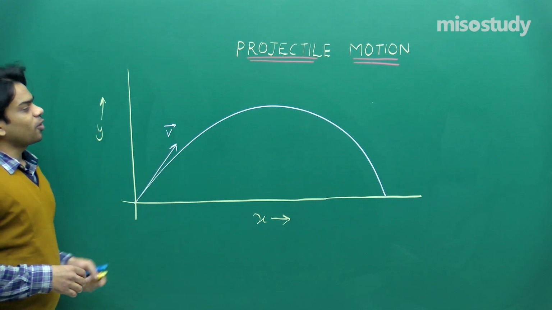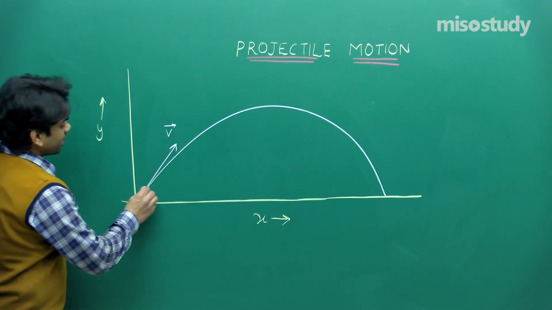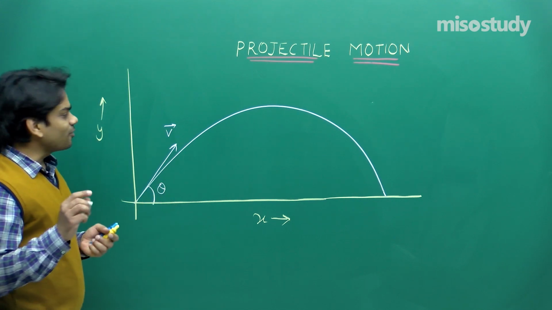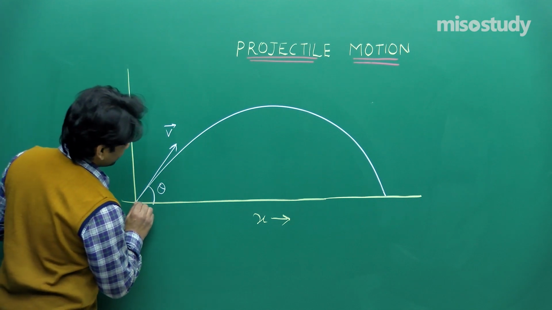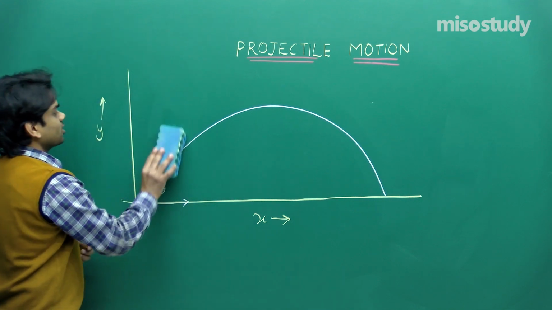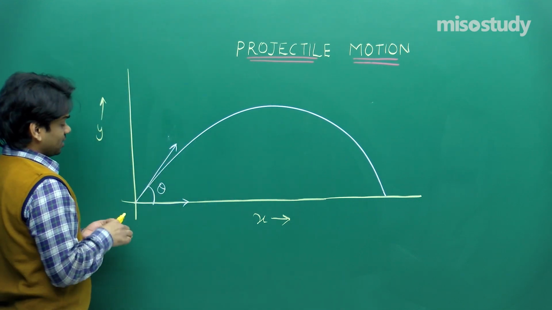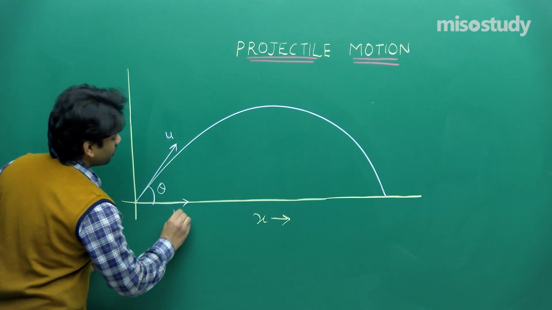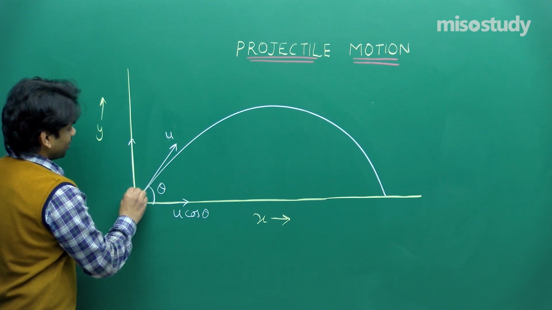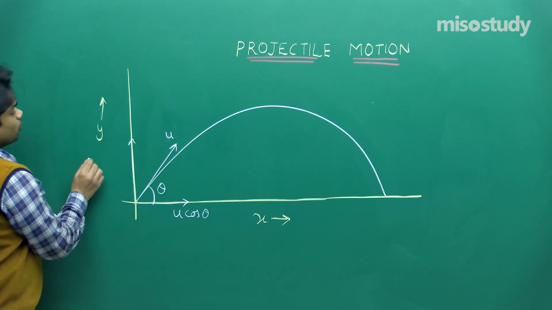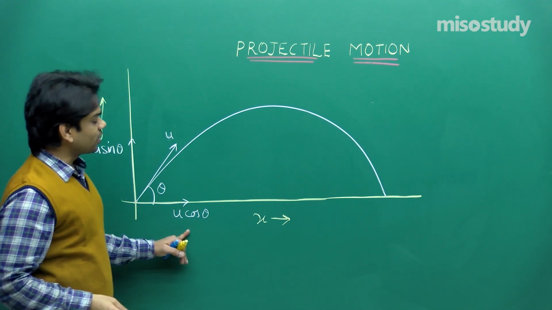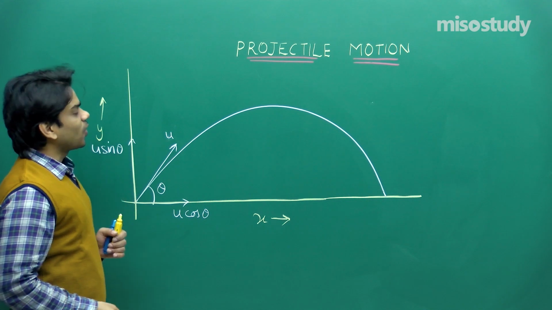Now this was the initial velocity of the particle. Let us say we have projected it at some angle theta with the horizontal. So the initial velocity has two components. Let me mark it as u instead of v, to show that it is initial. So this will be u cos theta along the x direction, and the initial velocity along the vertical direction will be u sin theta along the y direction.